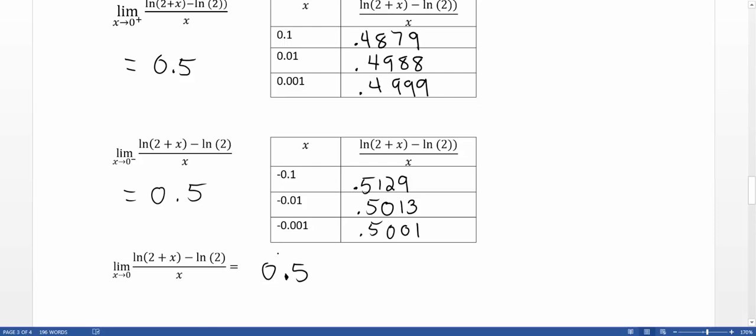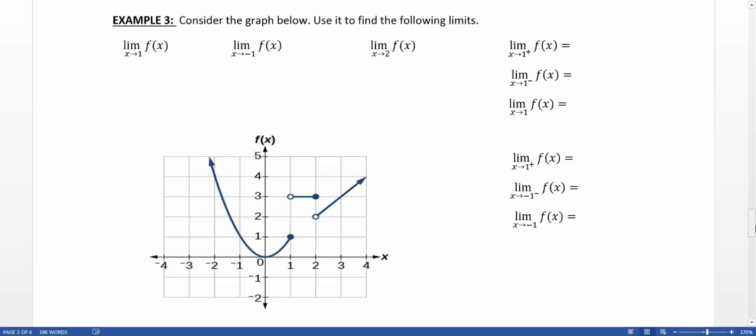Again, I can have the limit from the left exist and the limit from the right exist, but the limit itself would not exist if those had been different values. We'll look at some examples of that later. Let's take a look at a graph and see if we can do some limits using what we've learned about left and right limits and figuring out when limits exist.